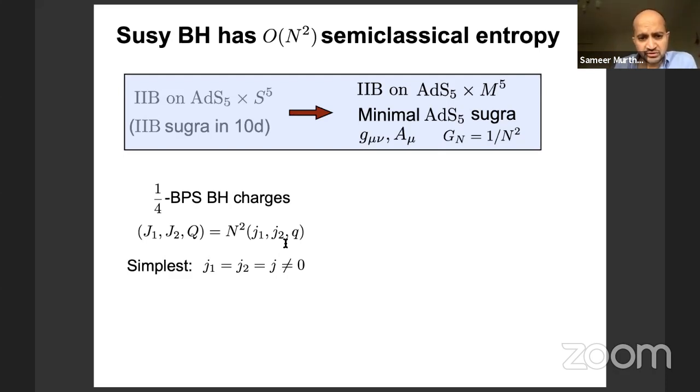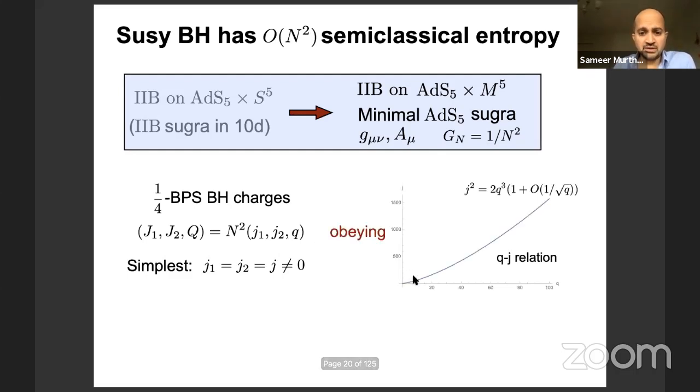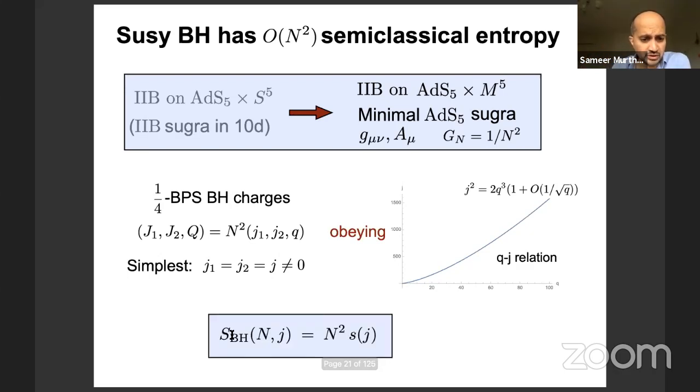Okay, so now you have 2 charges, J and Q, but in fact, they're also not independent. They obey a nonlinear relation. You can write it out explicitly. Here I've shown you a graph, which at large charges goes as Q scales as J to the 2/3. This comes out of just looking at the supergravity solution. You write down the black hole solution, you measure all the charges, and you notice that there's a certain relation between them.